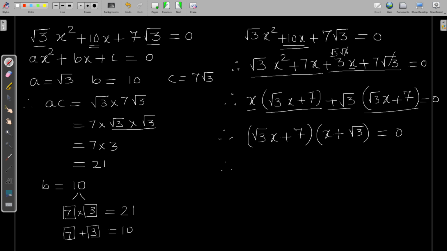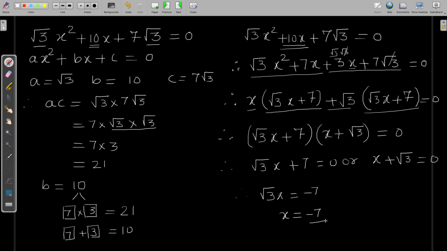Therefore root 3 x plus 7 is equal to 0, or x plus root 3 is equal to 0. Therefore root 3 x is minus 7 and x is equal to minus 7 upon root 3, and the other x is simply equal to minus root 3. So these are the 2 roots of our quadratic equation as given here.